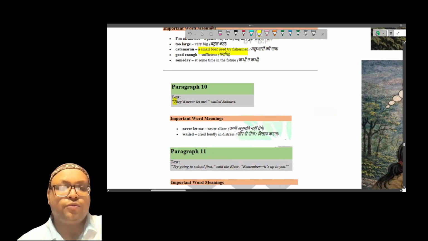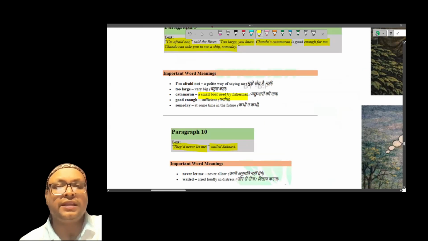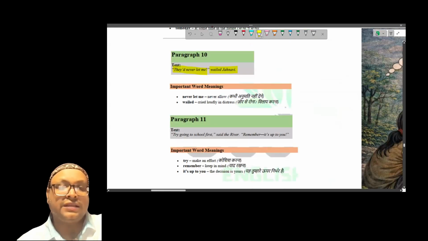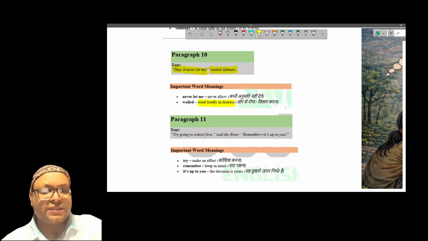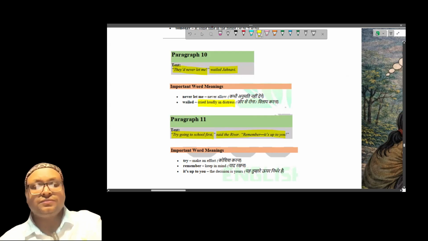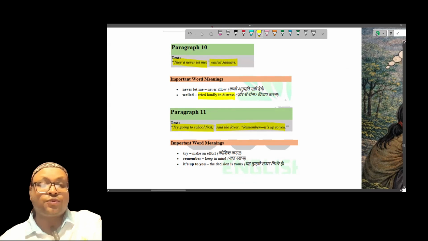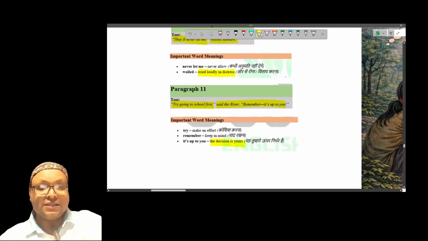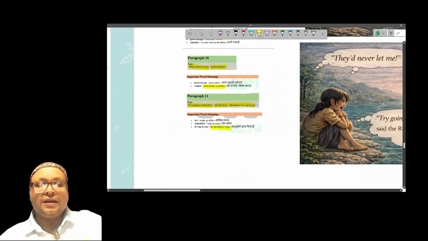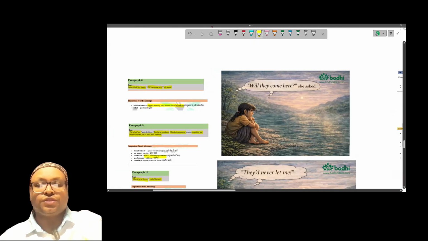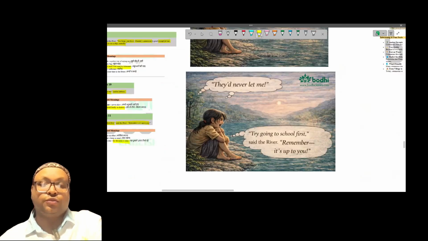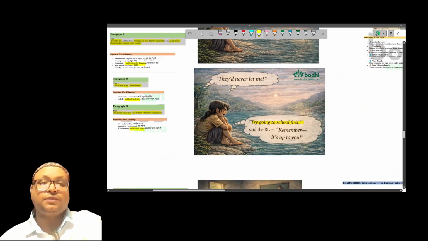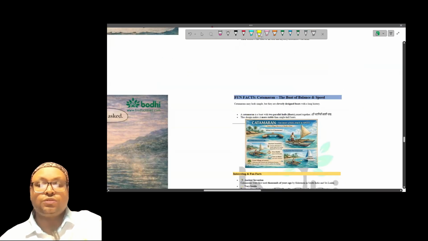Paragraph 10. "They would never let me," wailed Jahnavi. Jahnavi said they will never let her go to school or enter the school. She wailed. Wailed means cried loudly in distress. And paragraph 11 says, "Try going to school first," said the river. It's up to you, all up to you. The decision is yours. If you want, it will happen. Look here. She is asking, will the ships come here? No. Then the river said, you try going to school first. Then it will happen.